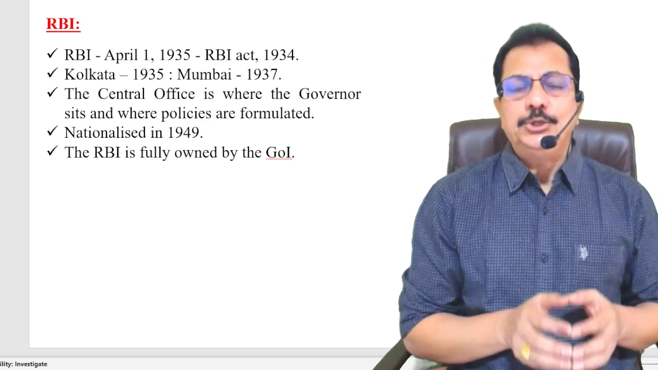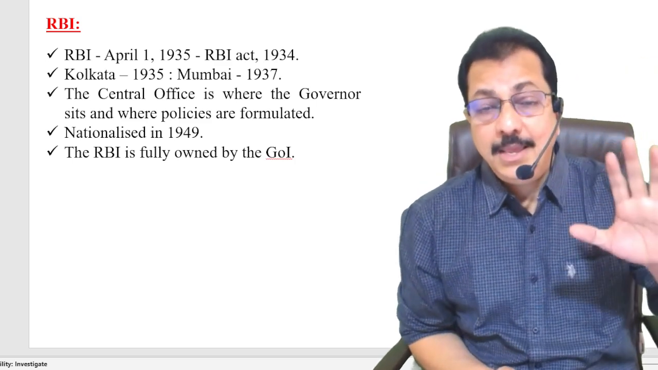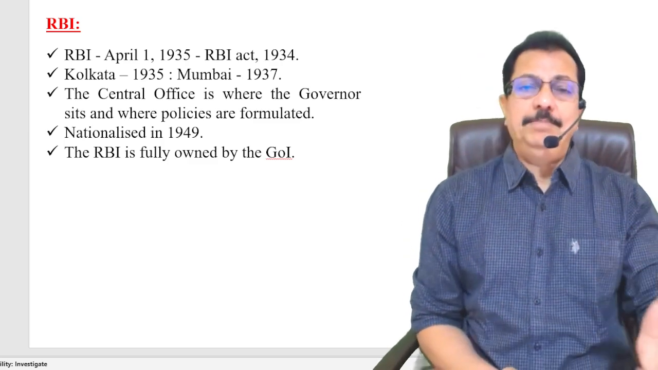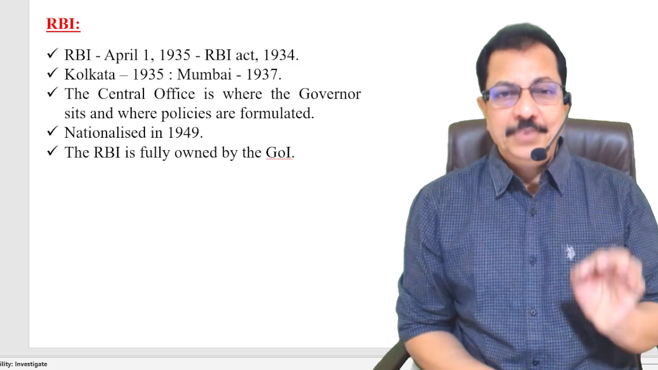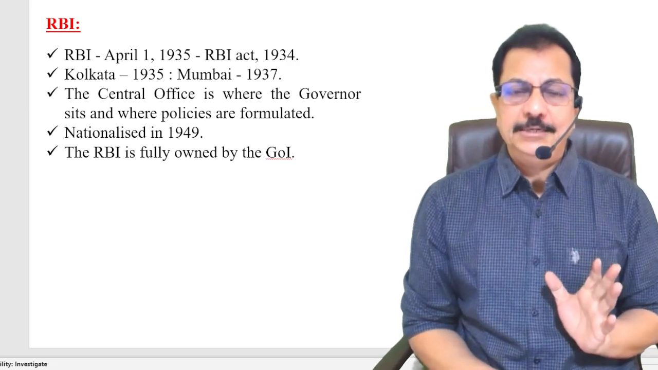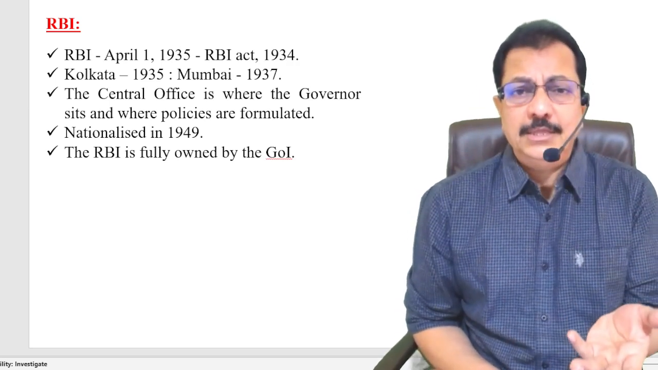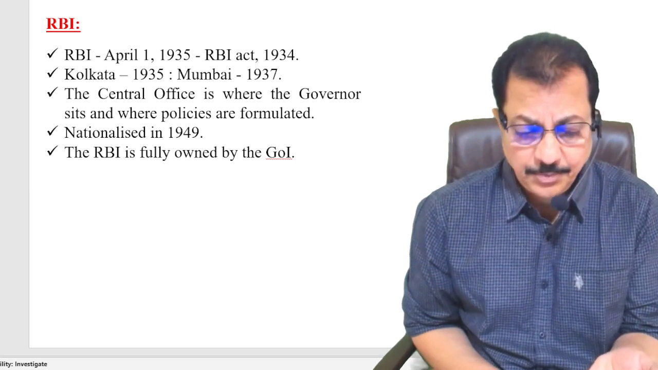This is the place where the RBI governor sits, and this is the place where the policies are formulated. That is the reason why the location of RBI is important. Where exactly the policies are made is important from the examination point of view.